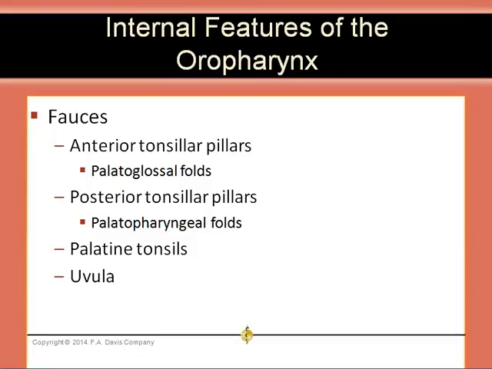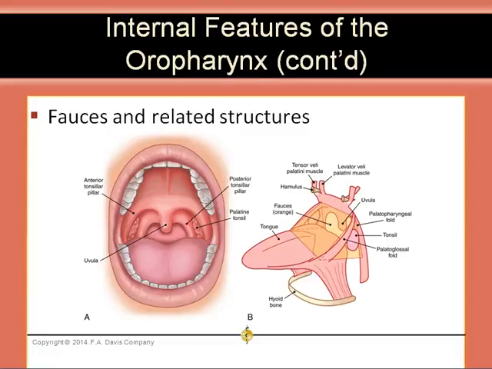The oropharynx is composed of the fauces, which are the anterior and posterior tonsillar pillars, the palatine tonsils, and the uvula. An arch is formed by the union of the two anterior tonsillar pillars and the union of the two posterior tonsillar pillars. The palatine tonsils lie between the anterior and posterior tonsillar pillars on both sides.